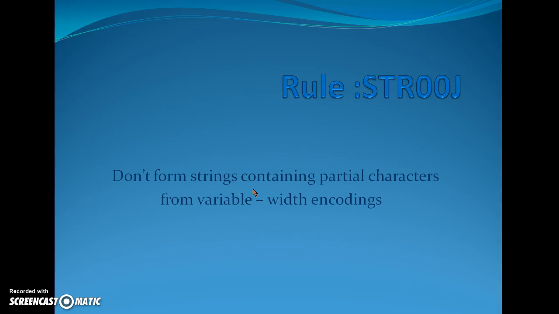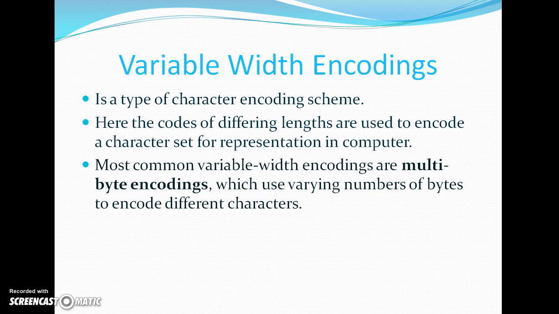Hello, I'm Arshti. I'm going to explain rule STR00-J, which is a Java rule which says don't form strings containing partial characters from variable width encodings. I'm going to explain two codes here: one is non-compliant and the other is compliant. Before that, we should know what variable width encoding is.